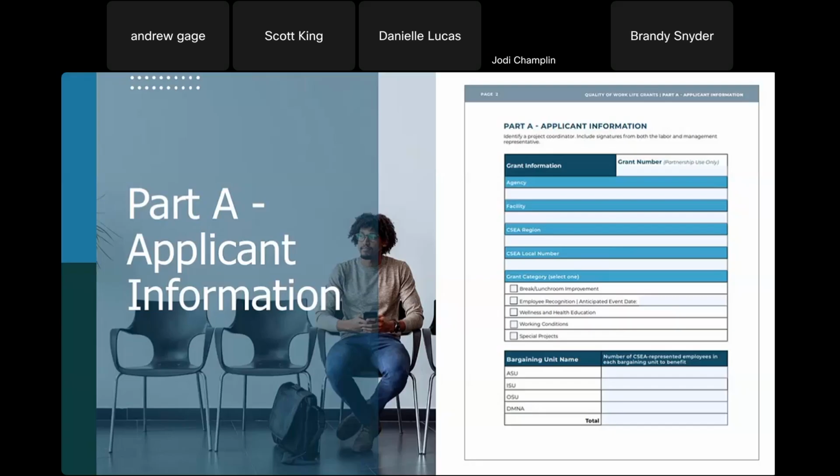Part A is applicant information. Once you've identified a project coordinator, that individual will need to fill out Part A, which asks for information on the agency, including the facility, CSEA region, and CSEA local information. The project coordinator does not need to be a state manager. It could be anyone willing to take on that responsibility. The project coordinator will also need to identify the grant category for which they are applying and the number of CSEA represented New York State employees at the facility, broken down by their bargaining unit.